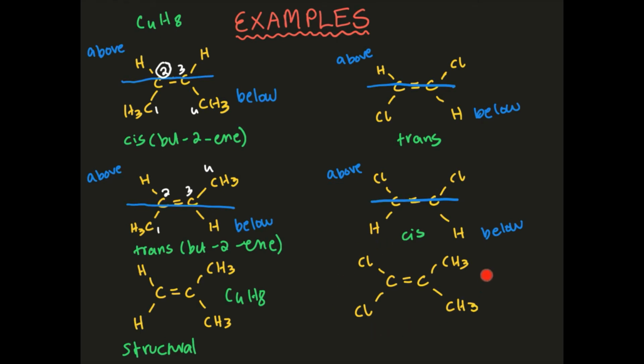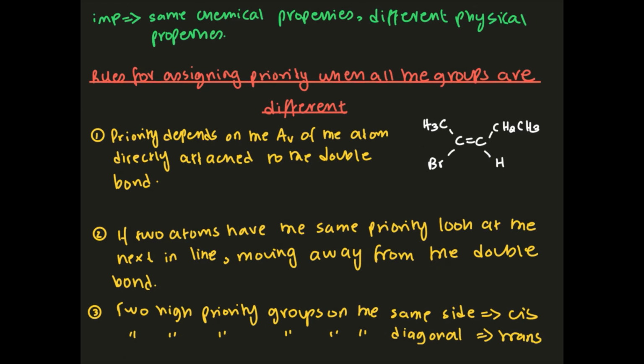If we take a look at this, you have same groups attached to the same carbon. So because of that, this is also not going to be cis-trans. So the next important thing that you need to note is that cis-trans isomers have the same chemical properties but different physical properties. So properties like boiling point, density, melting point will all be different.